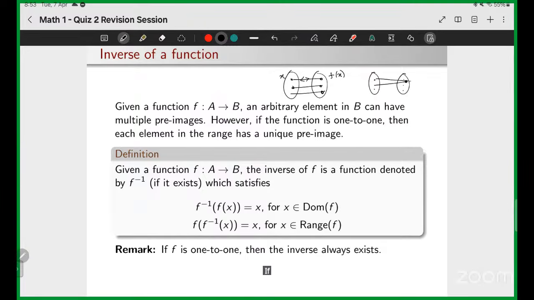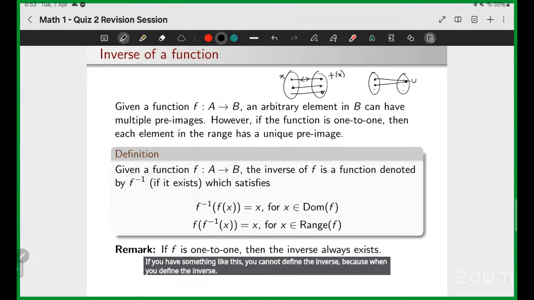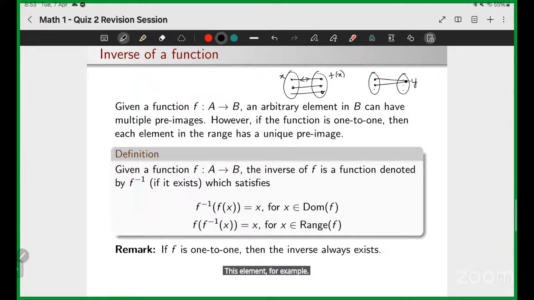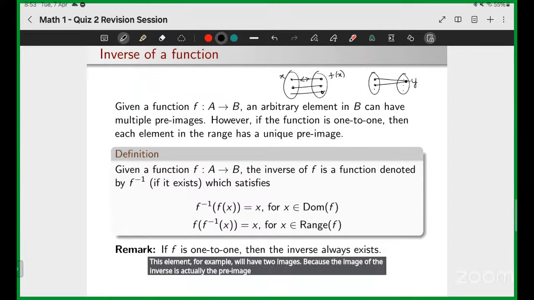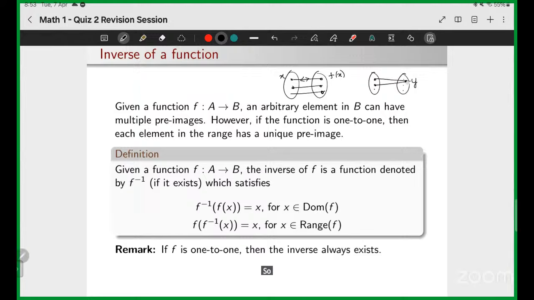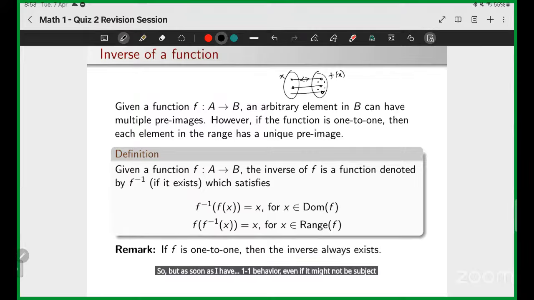If you have something like this, you cannot define the inverse, because when you define the inverse, this element, for example, will have two images, because the image of the inverse is actually the pre-image with respect to the original function. But as soon as I have one-one behavior, even though it might not be surjective, we are not defining the inverse on the codomain. We are defining the inverse on the range.